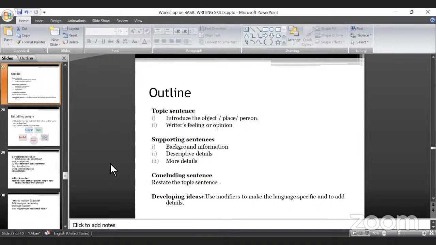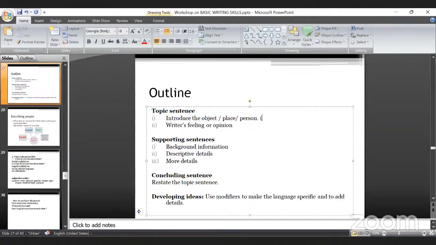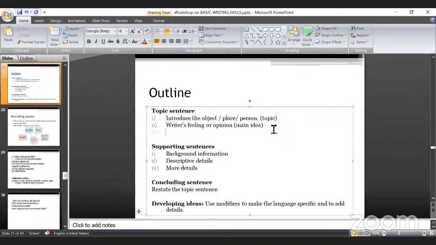So the first one is, of course, the topic sentence, within which you will introduce the object, place, or person, whatever you're writing about. Then also the writer's feeling or opinion. This is to express the main idea, right? Introducing the object, place, person includes what we refer to as topic introduction. And this writer's feeling and opinion is mostly for what? To tell the reader about the main idea, right? So this topic and main idea together, both of them will together form what? Topic and the main idea.